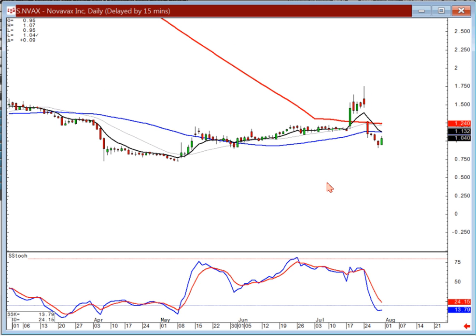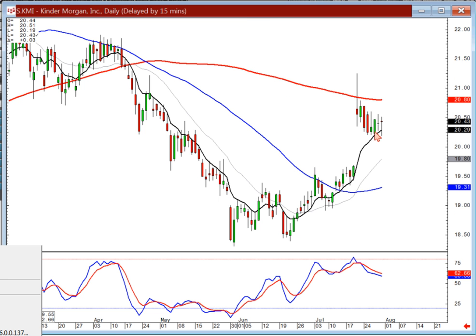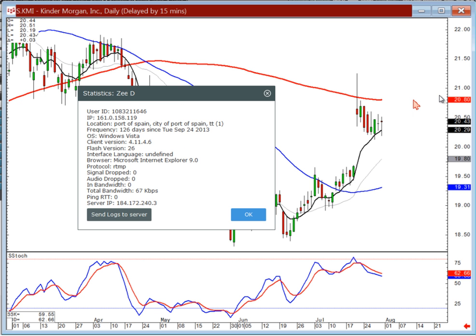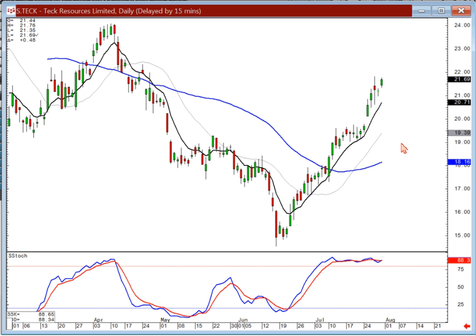NVAX, drug approval, all right. Is it trading up after hours? Kinder Morgan, another one that you can be buying expecting a bobble breakout, but I'd be more apt to buy it now if it came back up through the 200. And TECK, you can see the J-hook pattern sending you into the next wave. Just stay long until you see a sell signal.